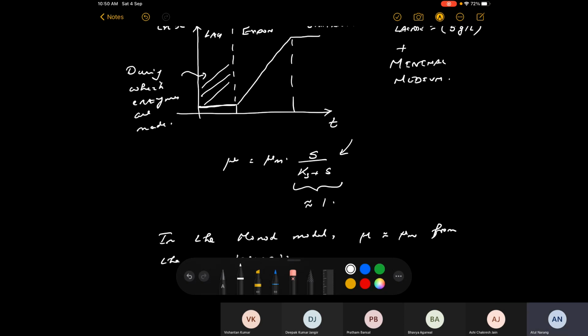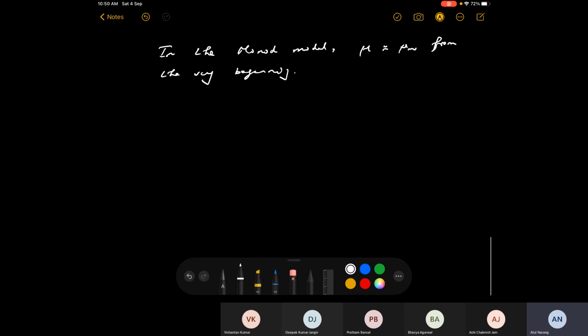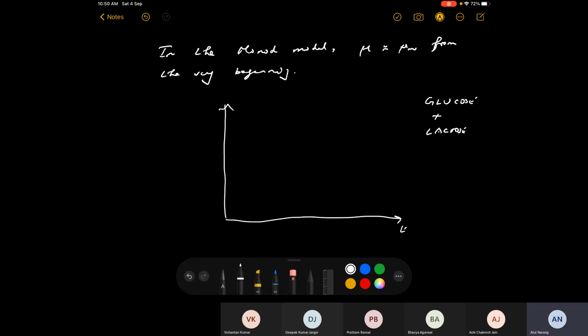And one more example of the same thing is this thing that you must have studied also in your mol bio course. If you take cells and expose them to glucose plus lactose, then this is observed for a long time. You basically find that the cells grow first on glucose, then there is a lag phase, and then they grow on lactose. So this is the growth on glucose. This is the growth on lactose.